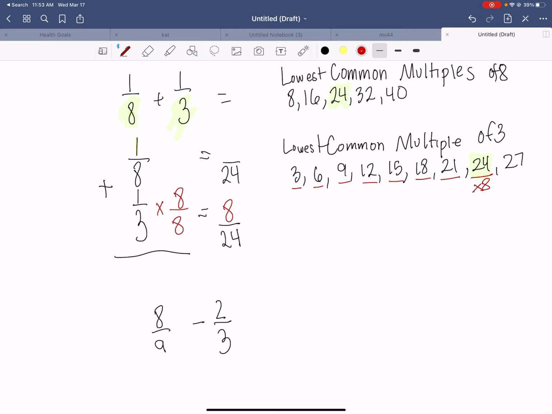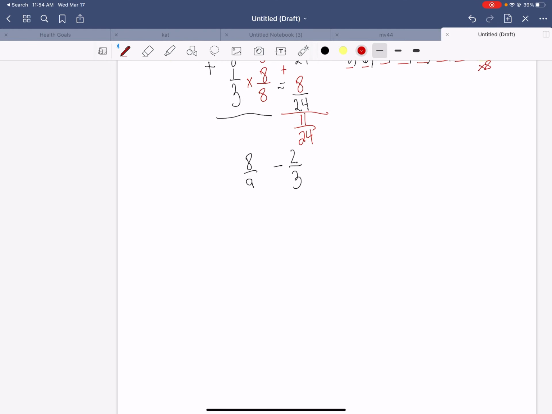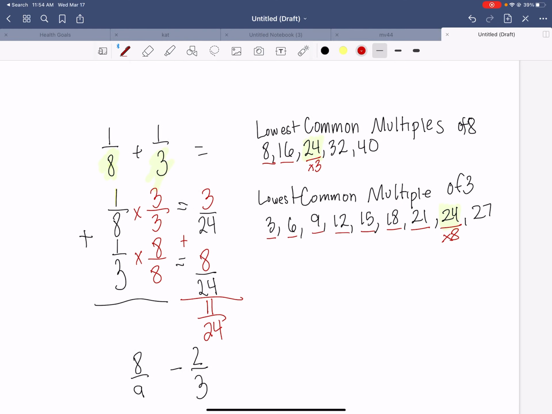And then I'm going to do, what do I need to multiply my 8 to get to 24? So we're going to go ahead and count 1, 2, 3. Okay, so times 3. And that's going to give me 3/24ths. And then I'm going to add. So 3 plus 8 is 11. And I get 11/24ths. So that's how we would do it for addition. So you can see right there.